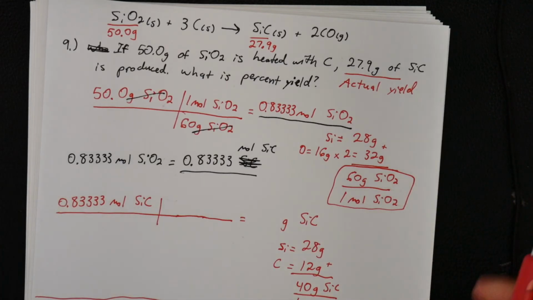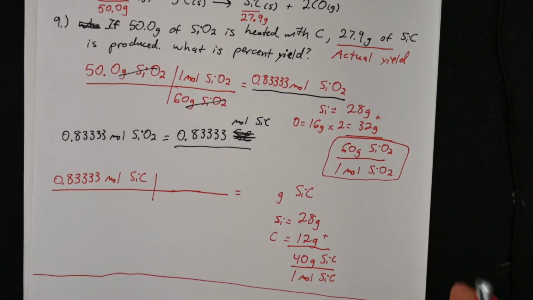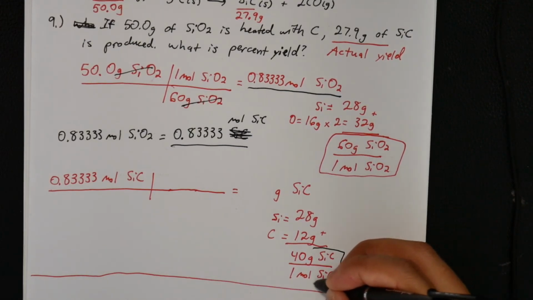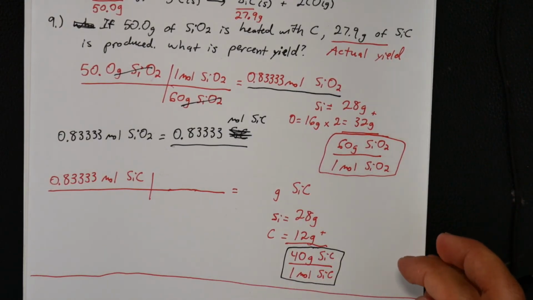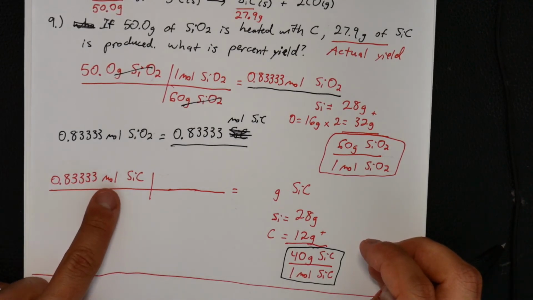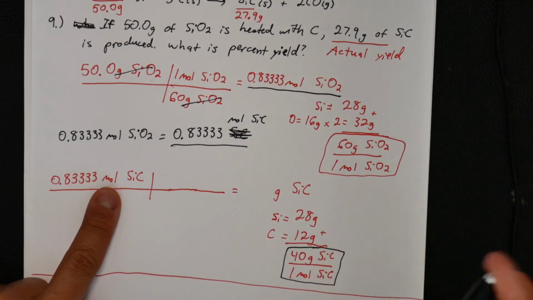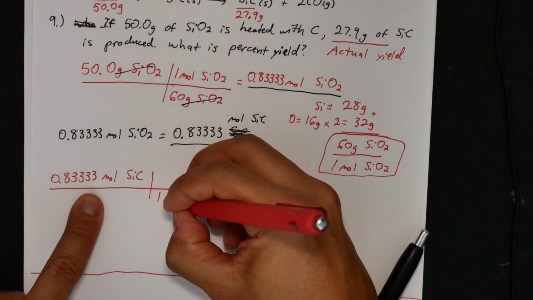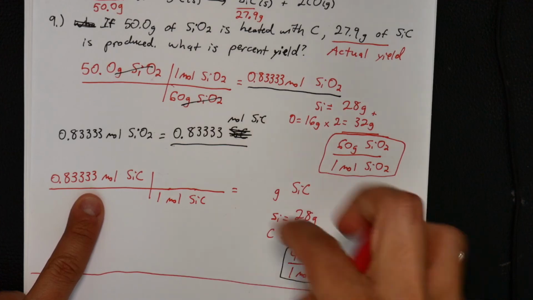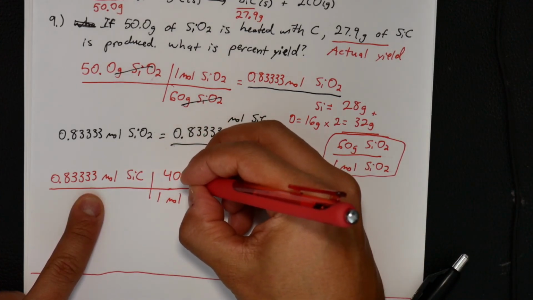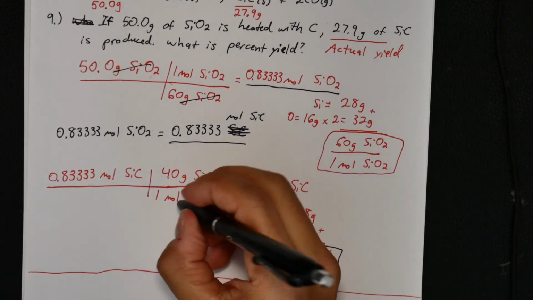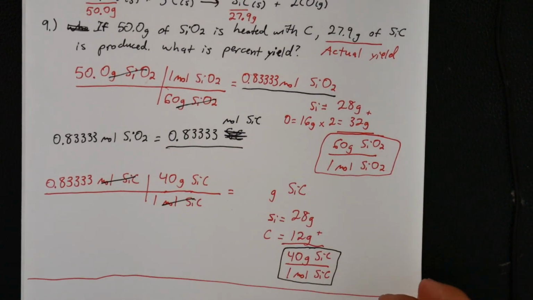Okay, so here, make sure we can see all this, I apologize, it's not off camera. So here is our molar mass. Seeing as we're starting with moles of silicon carbide, the 1 mole of silicon carbide is going to go down here on the bottom of our conversion. The 40 grams of silicon carbide is going to go on the top. That way, moles of silicon carbide cancel with moles of silicon carbide.